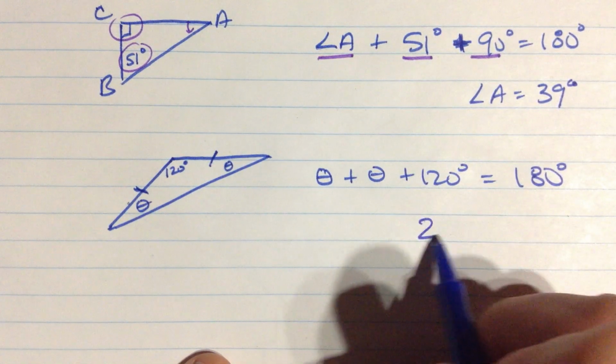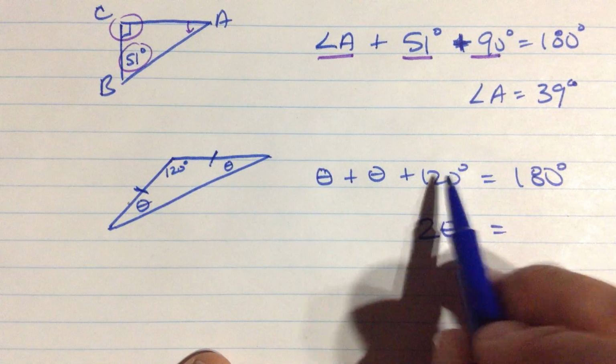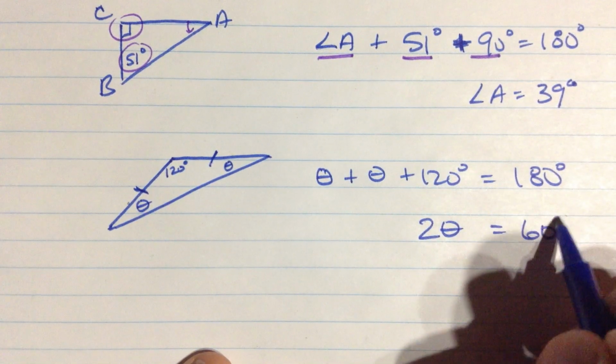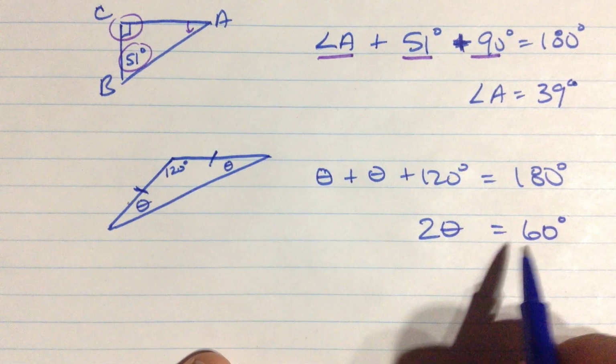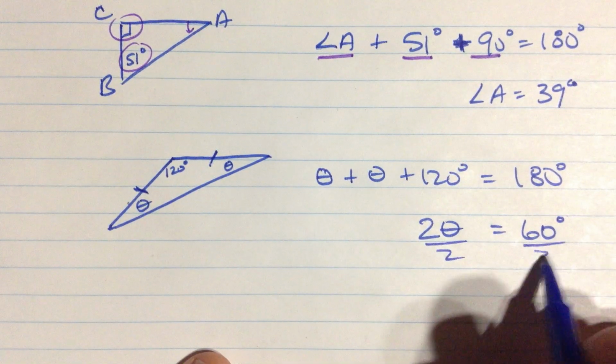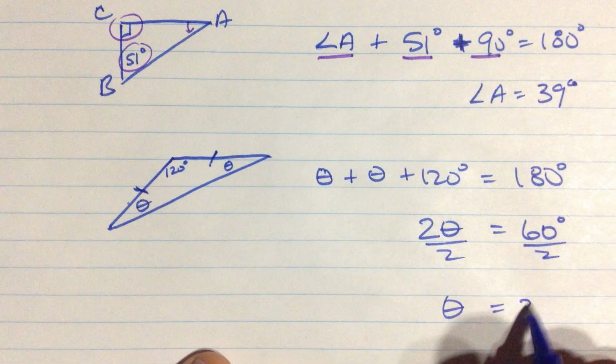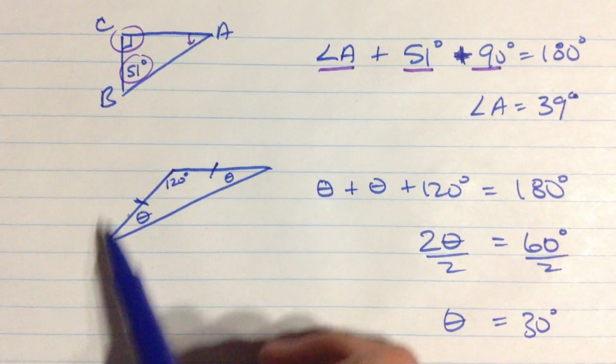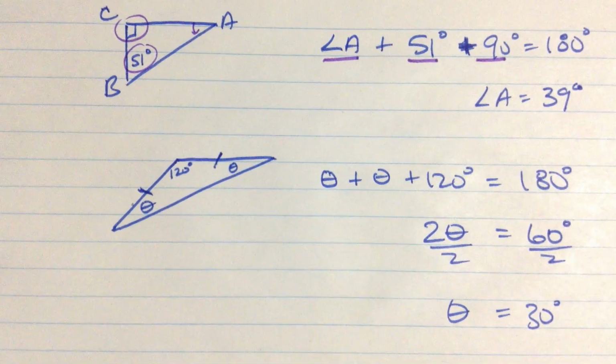And so now I can simplify. On this side I'll have 2 theta. On this side I'll have 180 minus 120, which will give us 60 degrees. And dividing both sides by 2, then I get that theta equals 30 degrees. Okay, so we were able to use the isoscelesness of this triangle to help find that value.